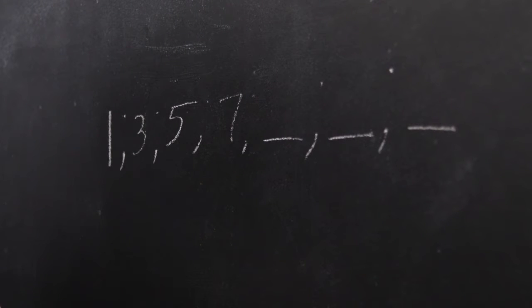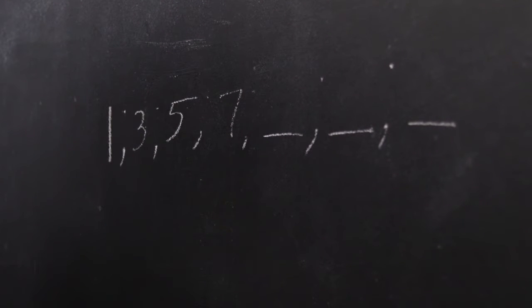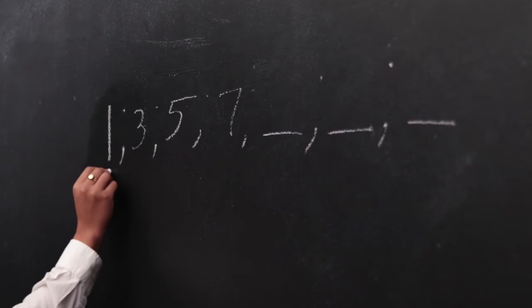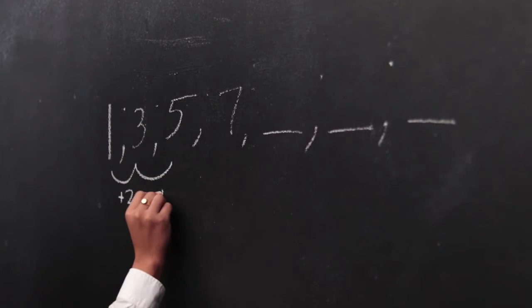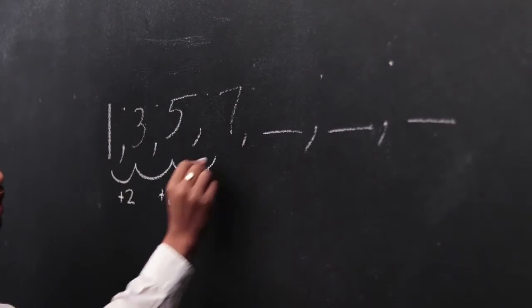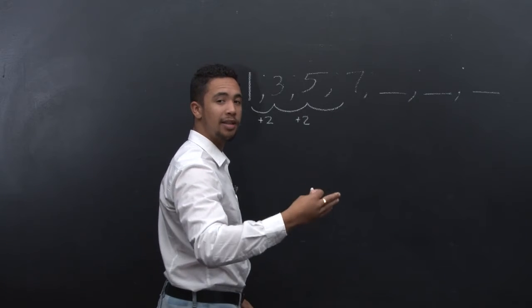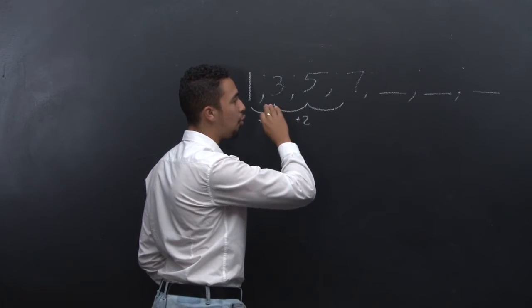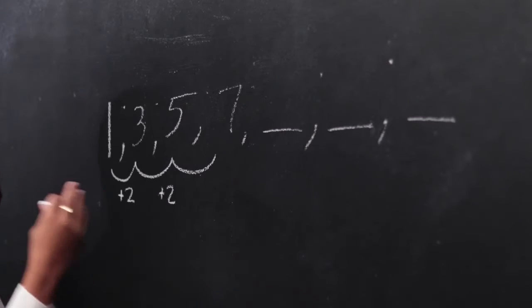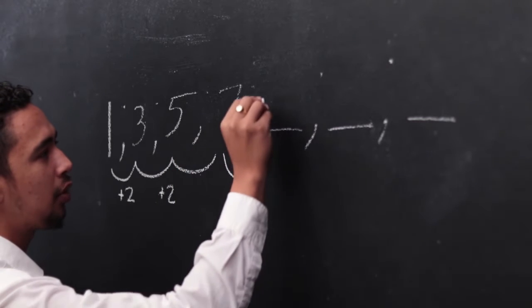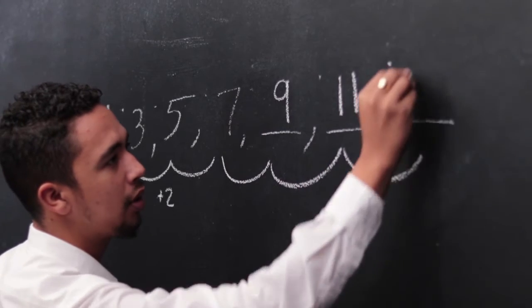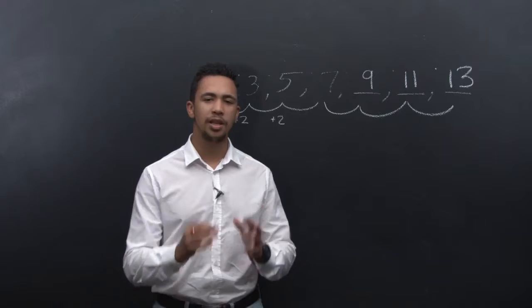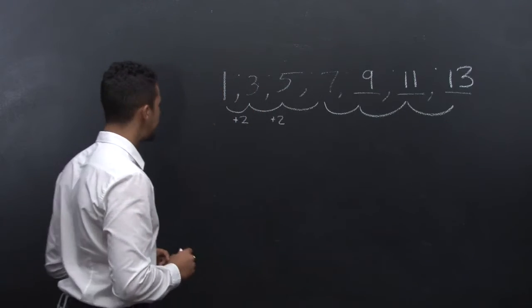So you can see the sequence between the numbers. The sequence is plus 2, plus 2, plus 2. Therefore, because it is a number pattern, this applies to all of the numbers. So the rule is plus 2. Plus 2 will give you 9. Plus 2 will give you 11. Plus 2 will give you 13. So let's take a look at a second example.